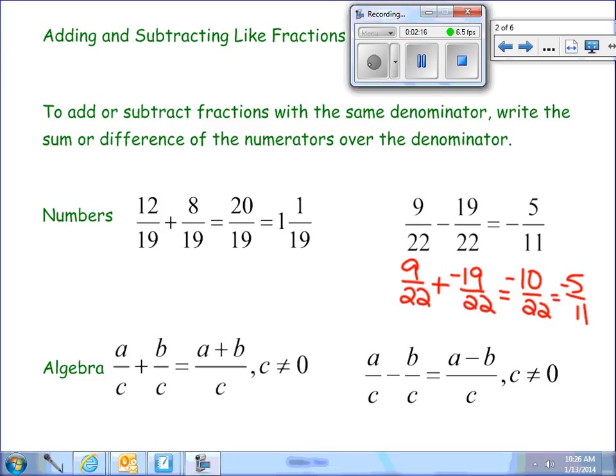Now we'll use this in algebra. A over C plus B over C is going to equal A plus B over C, and C cannot equal 0. Then we have an example with subtraction. A over C minus B over C is going to be equal to A minus B over C, and C cannot equal 0. Having a denominator of 0, the fraction is always called undefined.